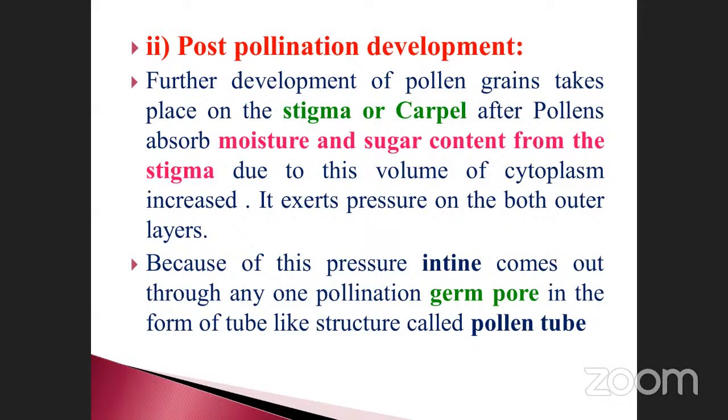Because of this pressure, the intine comes out. Note it down, very important. Not the exine, because the inner layer is called the intine. The intine comes out through any one germ pore in the form of a tube-like structure, called the pollen tube. This is very important. The pollen tubes originate from which layer? The intine.